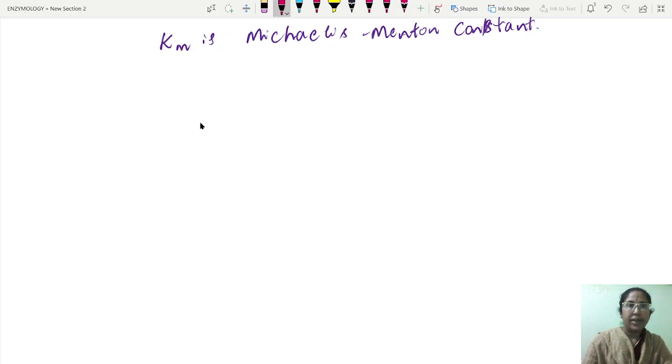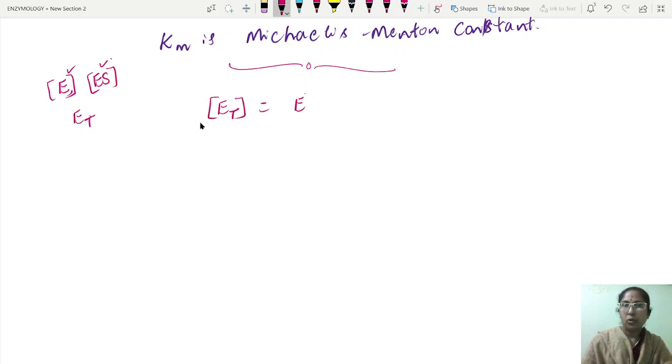So till now I have explained that this E is nothing but the concentration of the free enzyme, and ES is nothing but the enzyme substrate complex. And both these components can't be measured experimentally, but we can measure the total enzyme very accurately, the total enzyme that is participating in that reaction. So therefore we are going to introduce one more concept, that is the total enzyme. The concentration of the total enzyme is equal to the concentration of the free enzyme plus the concentration of the enzyme substrate complex.